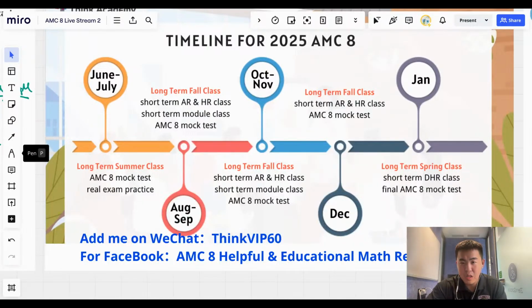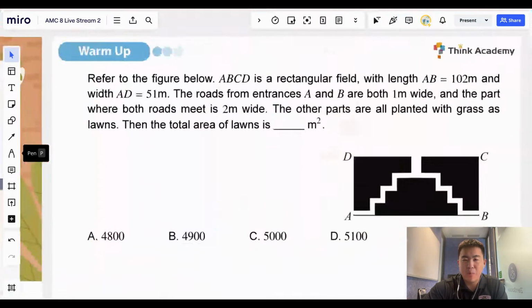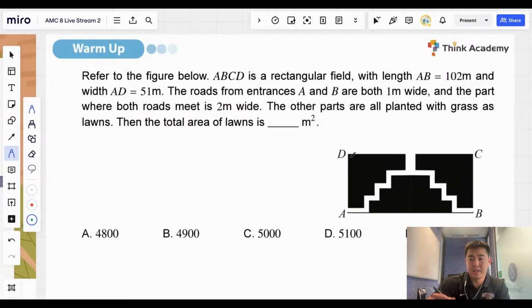Okay, so I think we are ready for our last problem of today's live stream. It's a warm-up problem, so refer to the figure below. ABCD is a rectangular field with length AB is 102 meters. Okay, so let's mark it on the figure. 102 meters for AB. And AD is 51 meters.